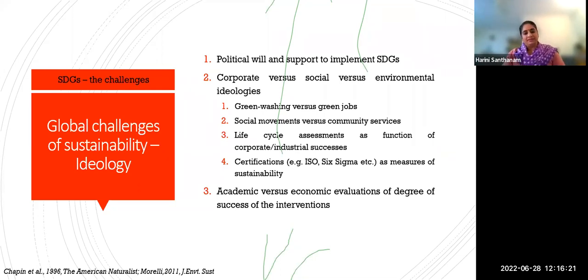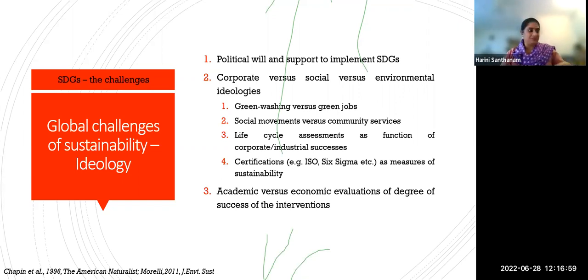And finally, another aspect is that looking at the sustainability purely from an academic versus purely from an economic evaluation point of view will create huge ideologies. We have already discussed this in the aspect of nature of sustainability versus how the sustainability processes are taken forth as narrow or broad sustainability. This actually can also change in context depending on the degree of success of these interventions, how people perceive these interventions.